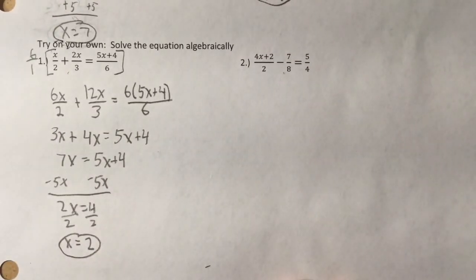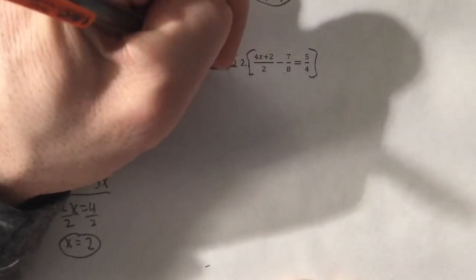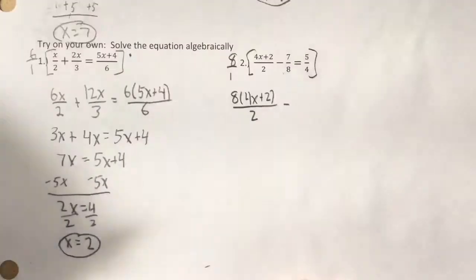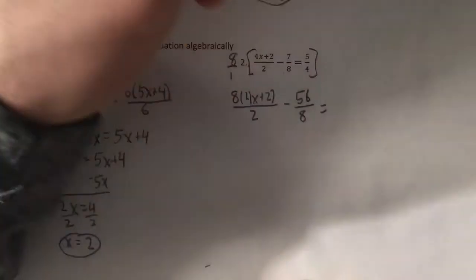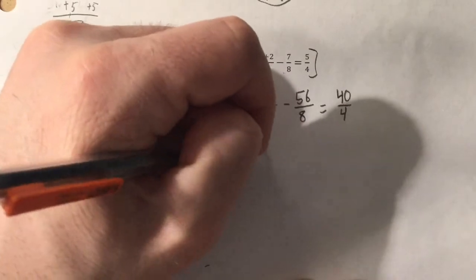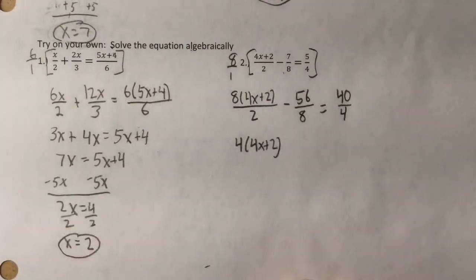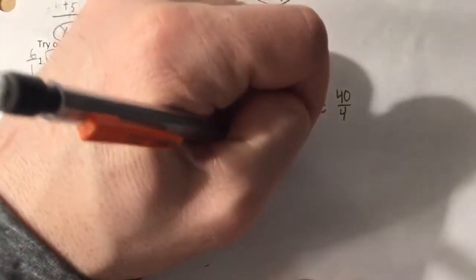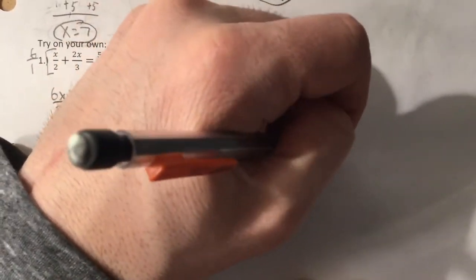All right, one more for number 2. Common denominator would be 8. So I'm multiplying everything by 8 over 1. So that'll give me 8 times the quantity of 4x plus 2, all divided by 2, minus 56 divided by 8 equals 40 divided by 4. Do our magic. 8 divided by 2 is 4. So 4 times the quantity of 4x plus 2. 56 divided by 8 is 7, so minus 7, and that's equal to 10.